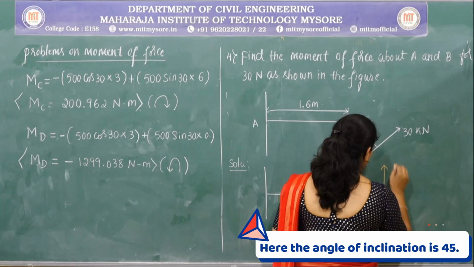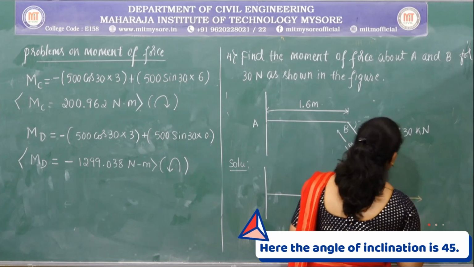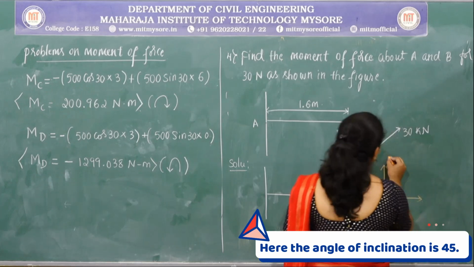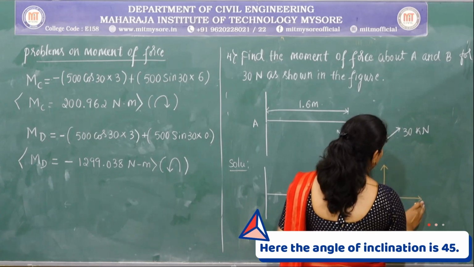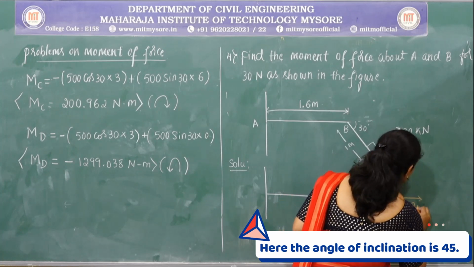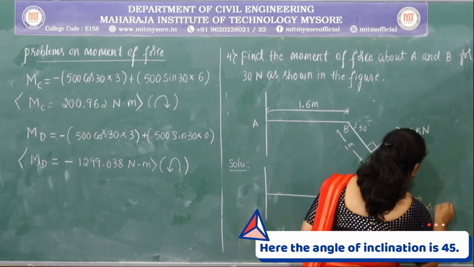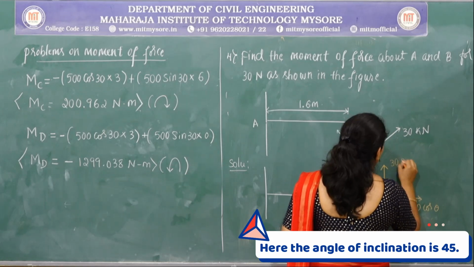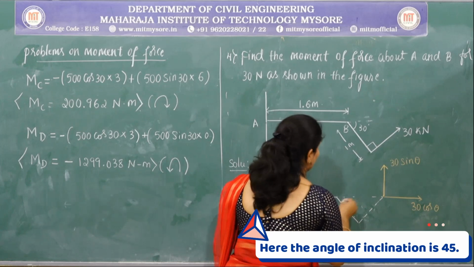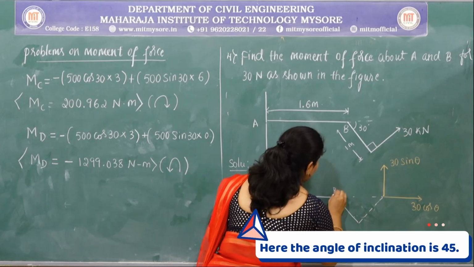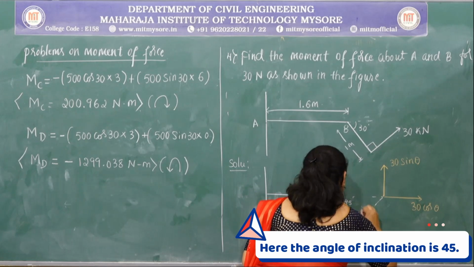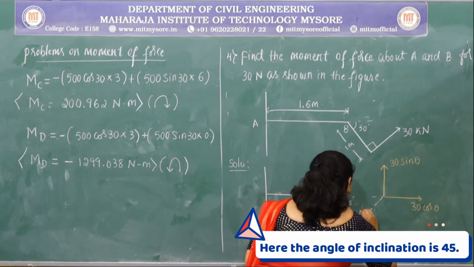So first we will resolve the given force. The direction of the given force will lie in the first quadrant. In the first quadrant both the components are positive, so the x component will become 30 cos theta and the y component will become 30 sin theta. Here the given angle at B is 45 degrees and 90 degrees.